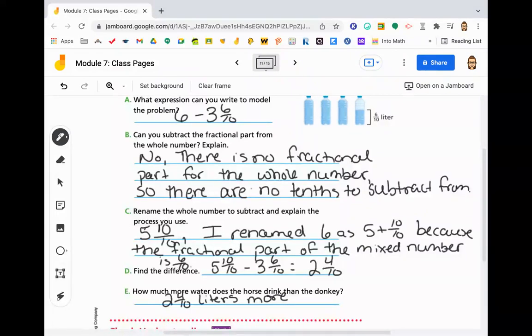So that is all for today's lesson. Hopefully you are now able to subtract mixed numbers by renaming. Remember, in order to be a math person, all you have to do is be a person and do math.